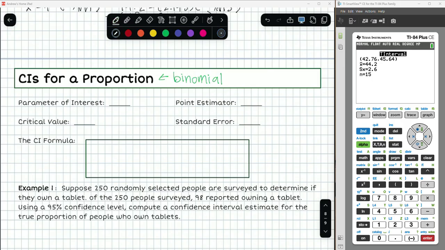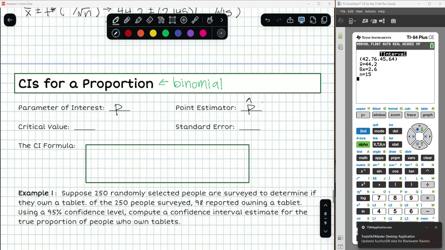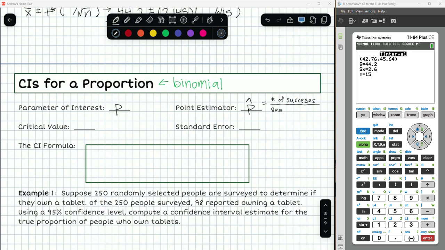We are estimating population proportion P, and the sample proportion that goes with that is called P hat. And by the way, P hat is the number of successes divided by the sample size, also known as X over N. Sometimes you'll be given X and N and not P hat. Sometimes you'll be given P hat and N. Depends on the wording of the question.